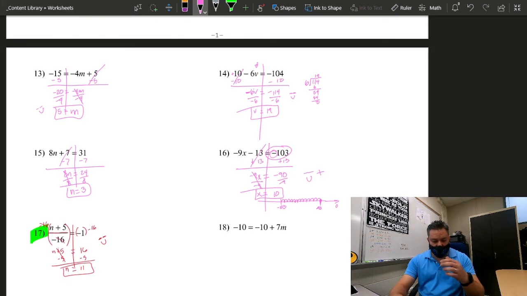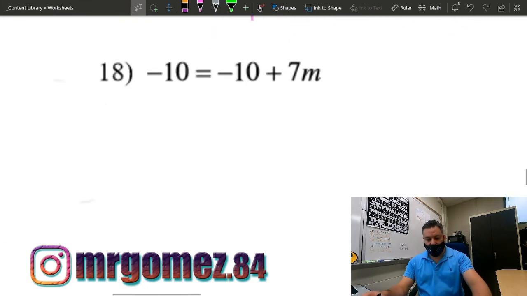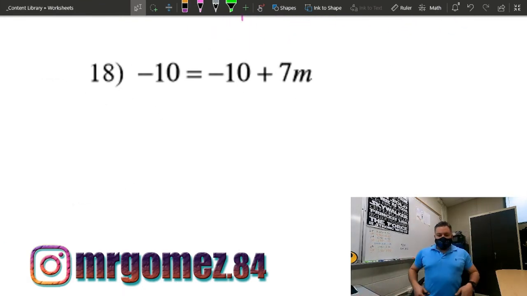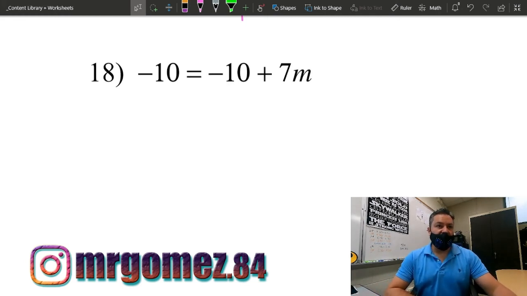Let's see what we got. We already did 17. We've got to do 18. Another one with negatives. Let's see if we get it right the first time, this time.